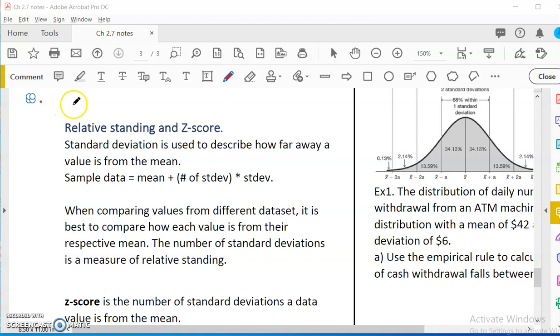We're still on the use of standard deviation, and we introduce some new terms and also some application of standard deviation in analyzing data. So the first concept we want to cover is called Z-score. Z-score is a number without units, so it can be 1, 2, 3, -1, -2, -3. It is used to describe how far away a value is from the mean. I think I talked about this before.